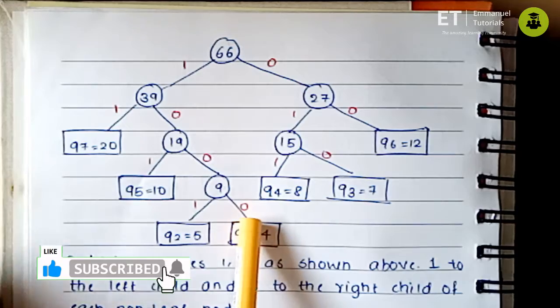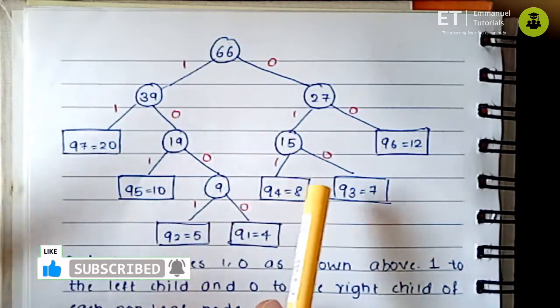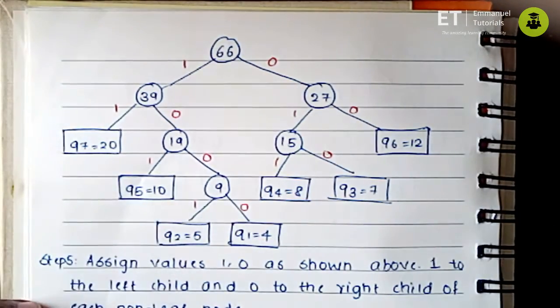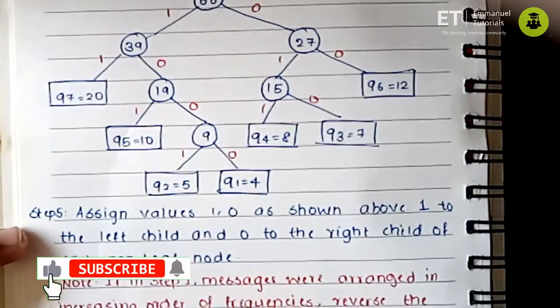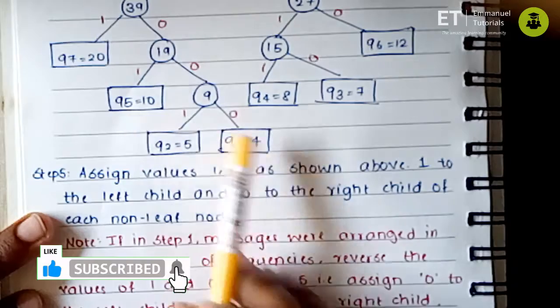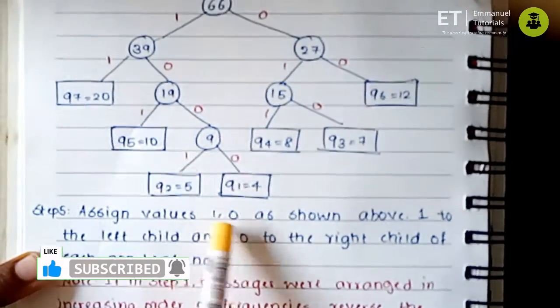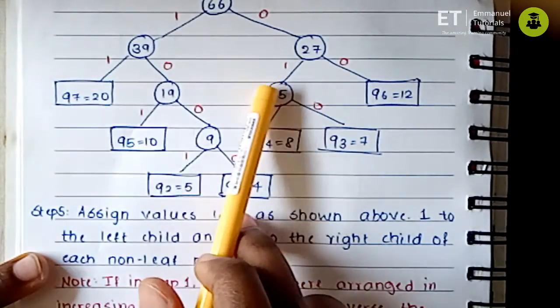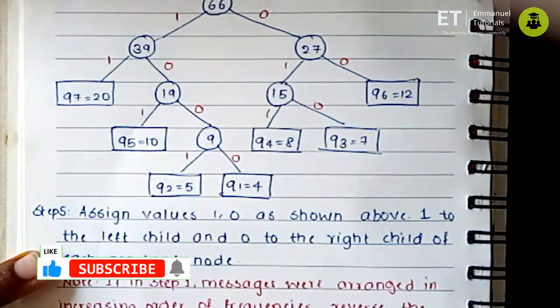Now once this is done, we have created the tree structure. After this, we have to start finding out the Huffman codes. What we are supposed to do is assign values 1 and 0 to these branches. To the left child we assign 1 and to the right one we assign 0.